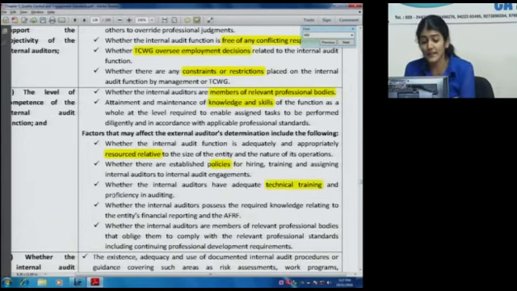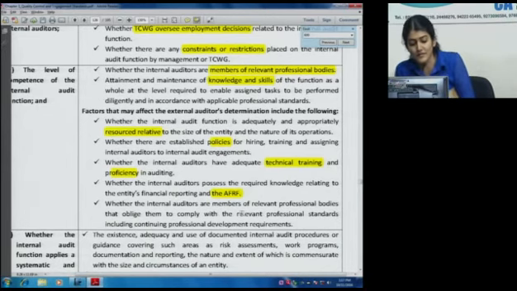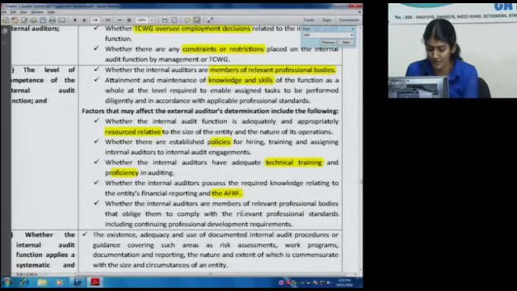Then policies for hiring, training and assigning internal auditors. Technical training and proficiency in internal auditing. Then whether the internal auditors possess the required knowledge relating to the entity's financial reporting and the AFRF. And whether the internal auditors are again the members of relevant professional bodies that oblige them to comply with the professional standards, including the professional development requirement, that is, CPE. Right. So that is the competence of the internal auditors.